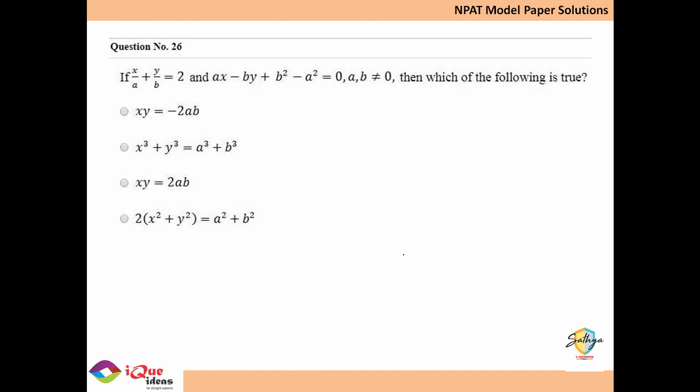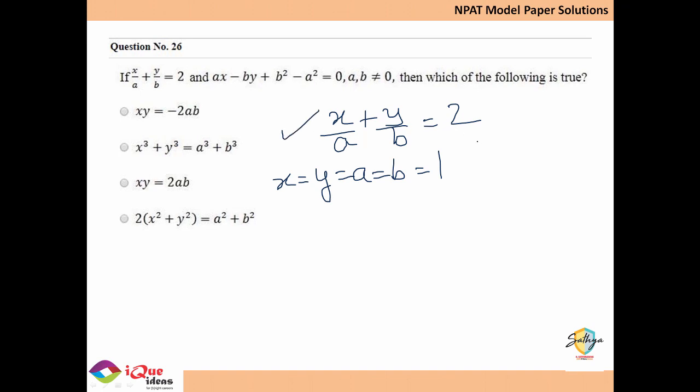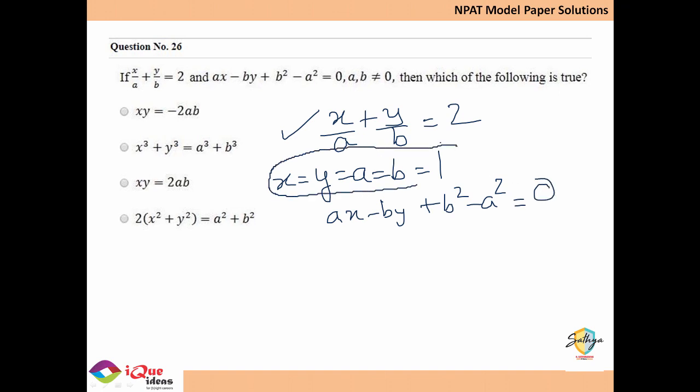x upon a plus y upon b is 2 and ax minus by plus b square minus a square is 0, right? Now here I am going to use a bit of a trick. If it is given that x upon a plus y upon b is equal to 2, then we can quickly assume that x is equal to y is equal to a is equal to b is equal to 1. If I assume the value of each of these as equal to 1, then it definitely satisfies x upon a plus y upon b is 2, and putting it in ax minus by plus b square minus a square, we also get 0. So a trivial solution, x is y is a is b is 1, will satisfy it.